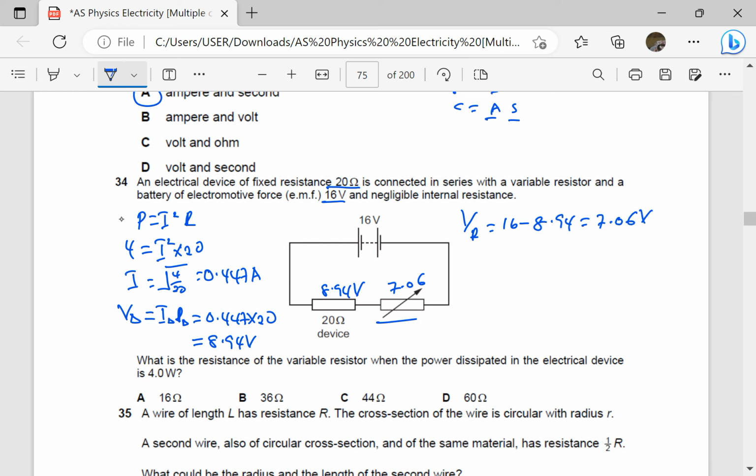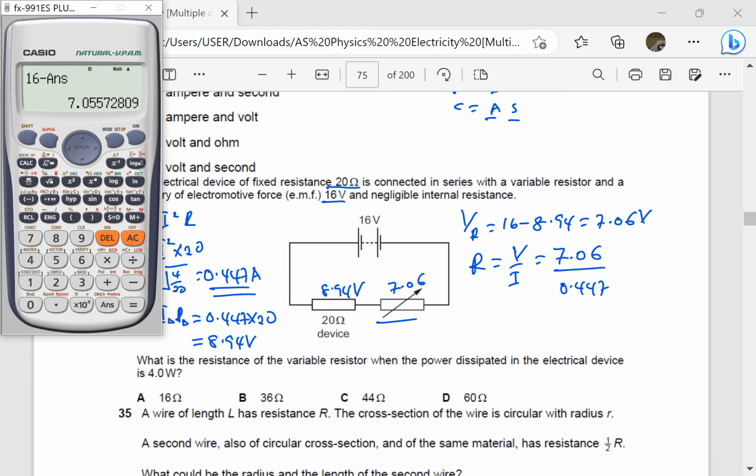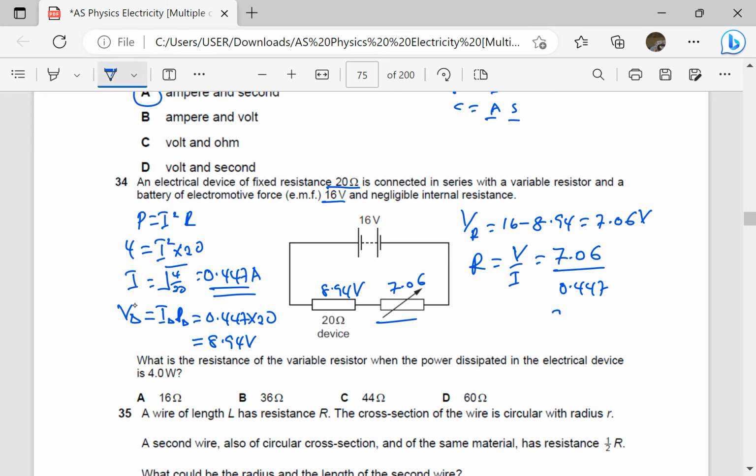Now it is easy because the current is the same. We can find the resistance. By Ohm's law, resistance is equal to V over the current. 7.06 divided by the current, 0.447, is equal to 15.78. That is approximately 16 ohms. So the answer is A.